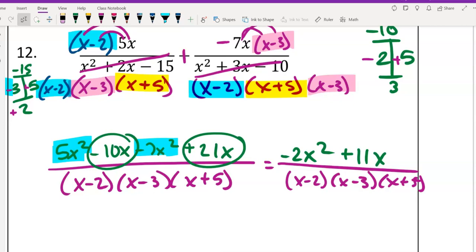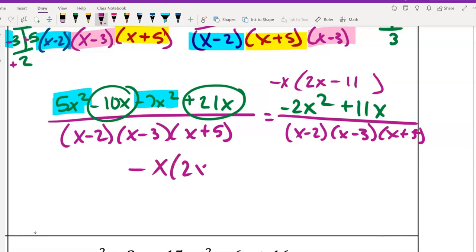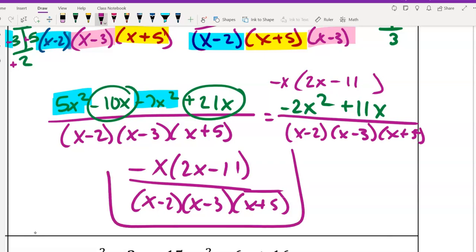All right, now looking at the numerator, negative 2 and 11 don't have anything in common except x, so we can factor out an x. The first term is also negative. Typically, when that first term is negative, we need to also factor out the negative. So factoring out a negative x from here, we're going to be left with 2x minus 11. Writing our final answer, we have negative x times 2x minus 11 all over x minus 2, x minus 3, and x plus 5.